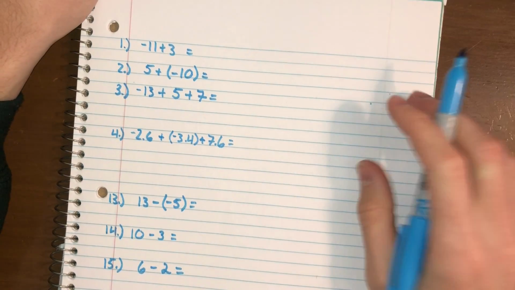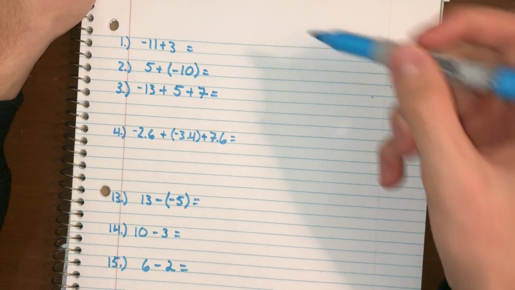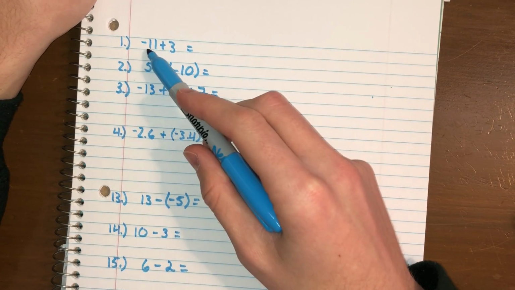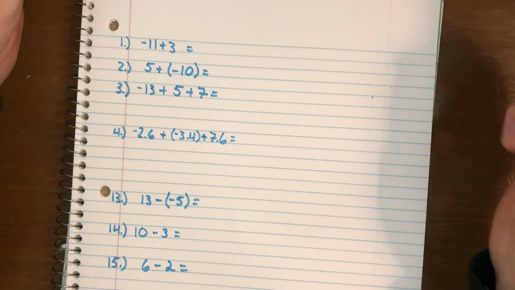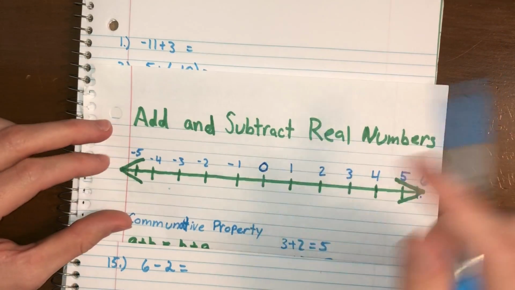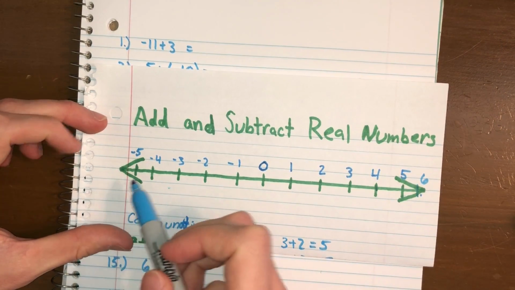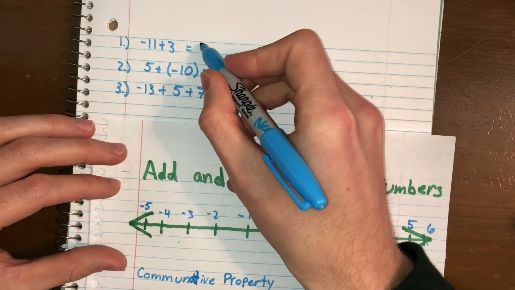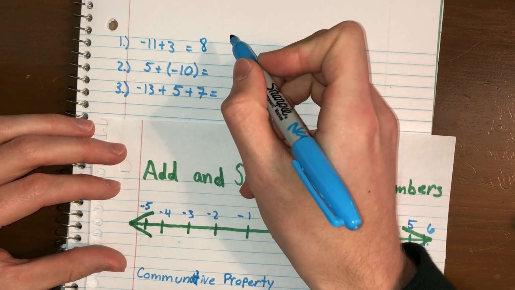All right, so we'll start off with a simple one up here. A negative 11 plus 3. So think about the number line. So negative 11 would be like way over here. And all you're doing is adding 3. So negative 11 plus 3 would be negative 8.